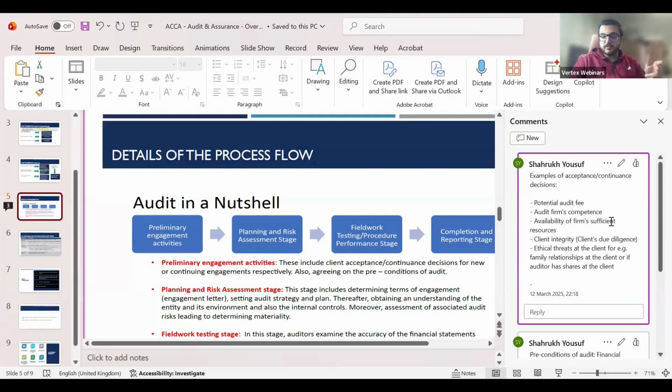Another factor is the potential audit fee. If you feel like the client is not offering you a fee that's good enough for the level of time and effort that you'll invest, then I think it's not worth accepting this engagement. So your audit fee should be commensurate with the level of effort required. Again, the same goes for the audit firm's competence. What if I've been given the tender for an energy sector public listed client?